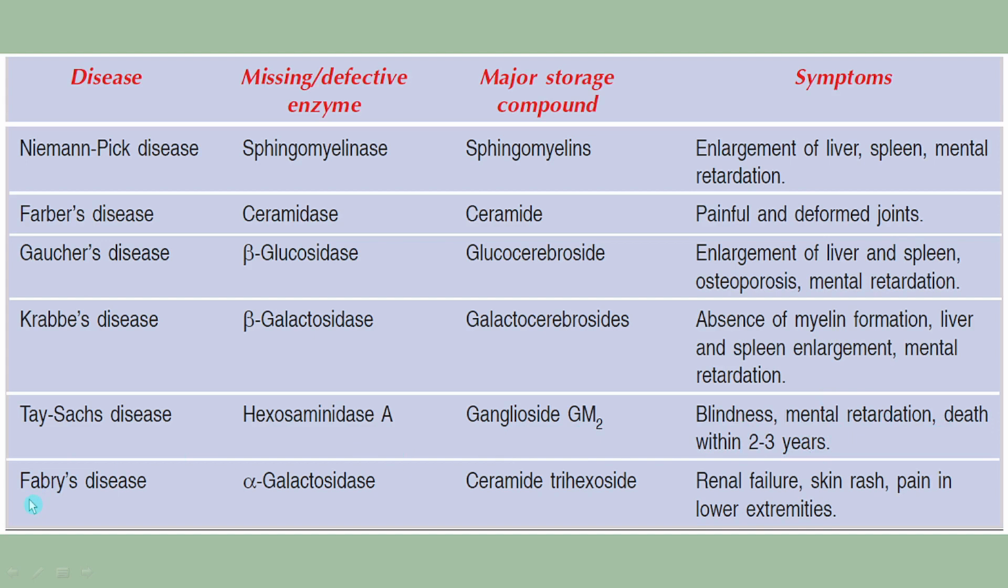Then we have Fabry's disease, in which the deficient enzyme is alpha galactosidase. Again, here it was beta galactosidase, here it is alpha galactosidase. The accumulated compound is ceramide trihexoside. Renal failure, skin rash, and pain in the lower extremities are the symptoms.